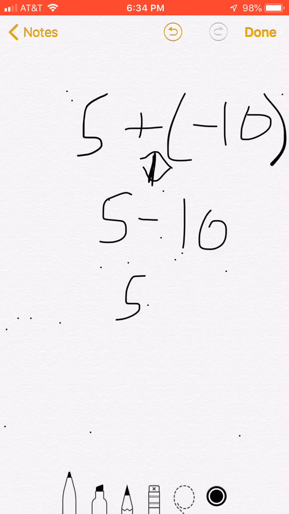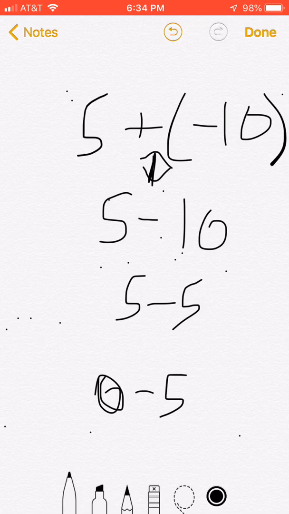Well, we know that 5 minus 5 is 0. So now we do 0 minus another 5, because we did minus 5, but we still have minus 5 to go. So 0 minus 5. Well, 0 minus 1 is negative 1, negative 2, negative 3, negative 4, negative 5. So our answer is negative 5.